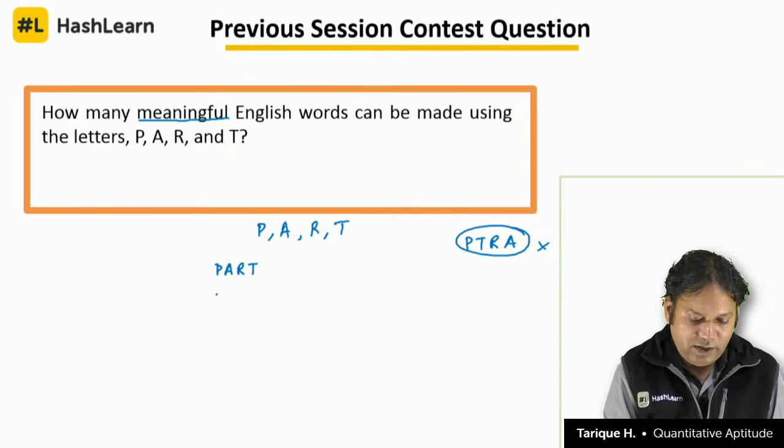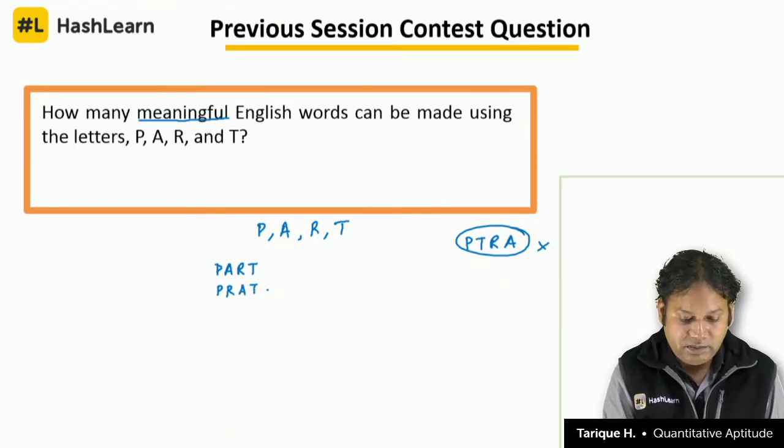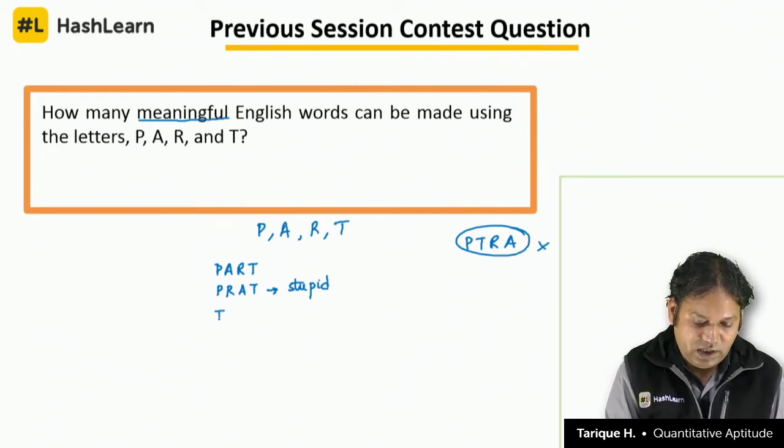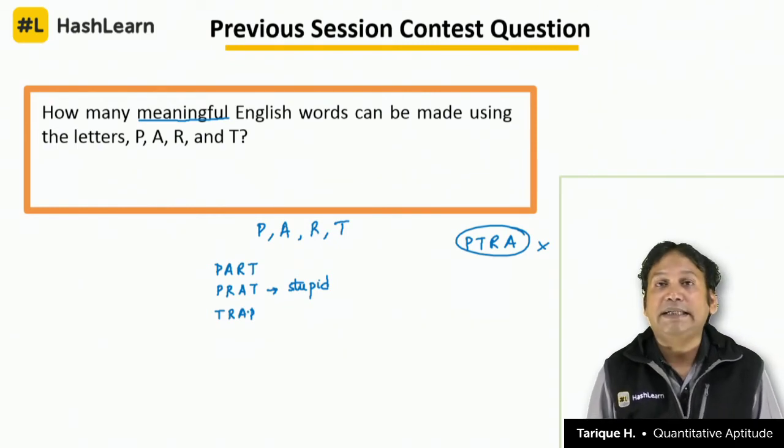Now, what else can you do with P? If I take P, I can also say it is Prat. Now, this word you might not know. Prat means a person who is stupid. A stupid person can be called a Prat. What else can we do? Now, one very easy word is trap. He set a trap for someone.